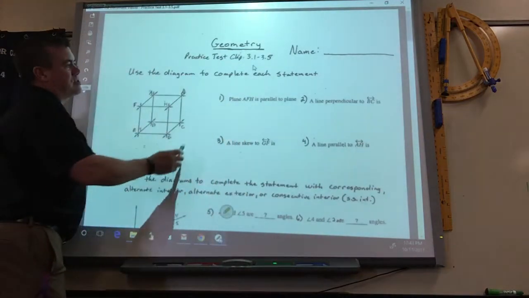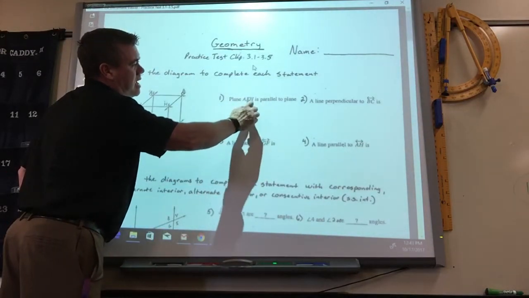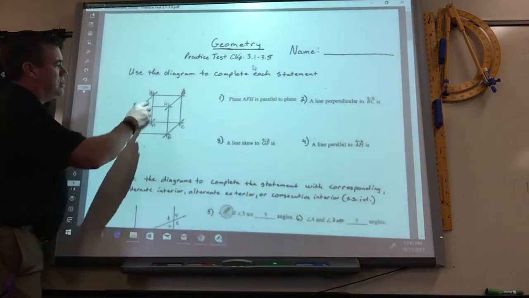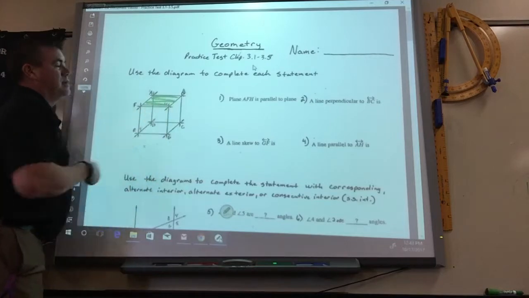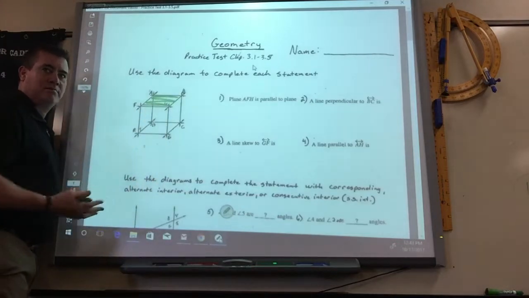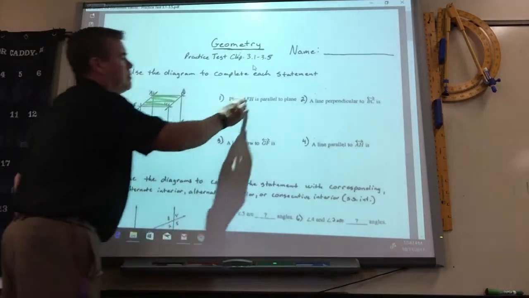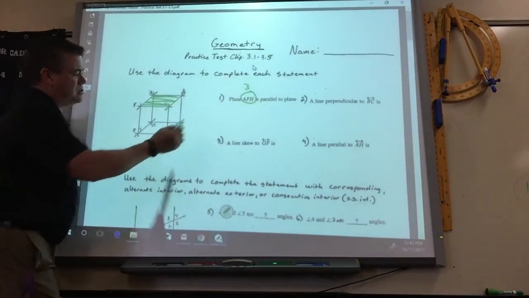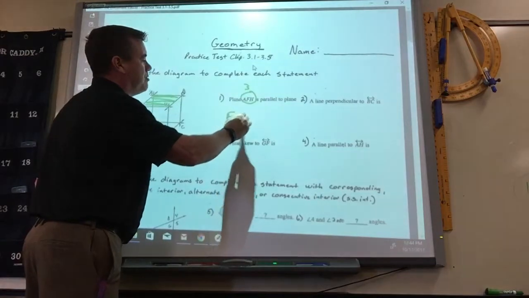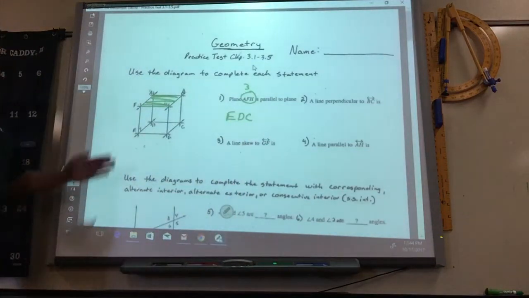Name a plane that's AFH is parallel to. So here's A, here's F, here's H. So that's the top piece. So the plane parallel is the bottom. Remember, when you name a plane, there's just 3 letters: E, D, C, G. You just pick any 3 of those. Doesn't matter which 3.